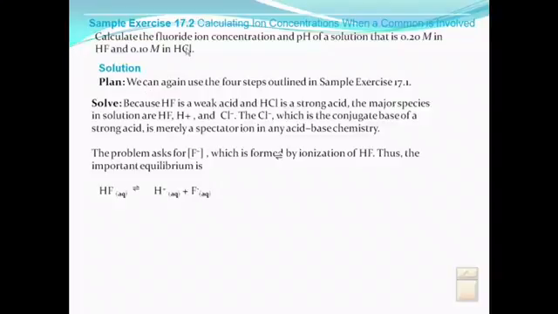It says the problem is the source for fluorine concentration, which is formed by the ionization of HF. Thus, the important equilibrium is this guy, your HF forming H+ and F-. Alright? So you always want to write the hydrogen ion in your product, just in case you were wondering, because we're trying to find the pH. We want the hydrogen ion to be in the product, okay?